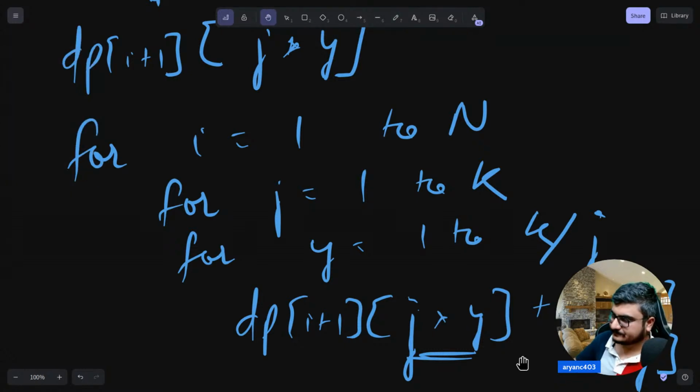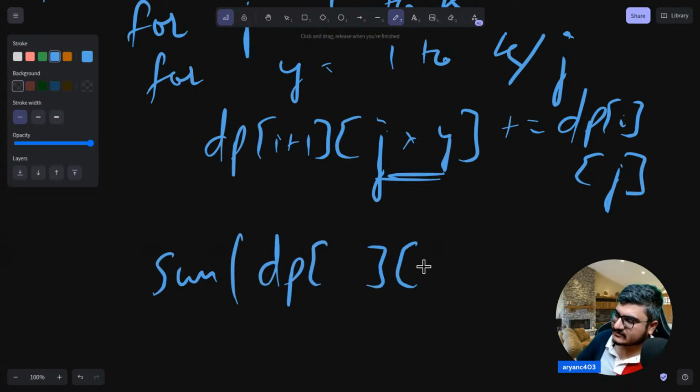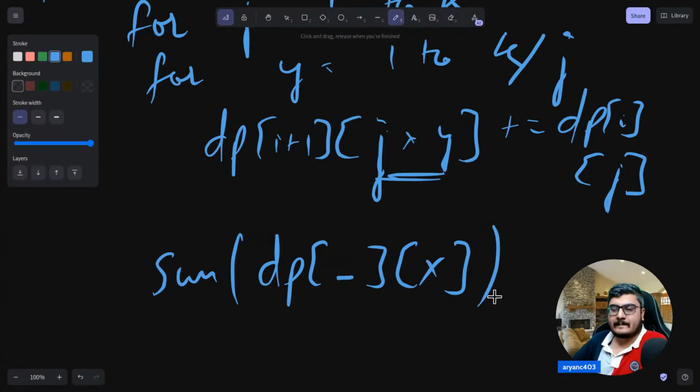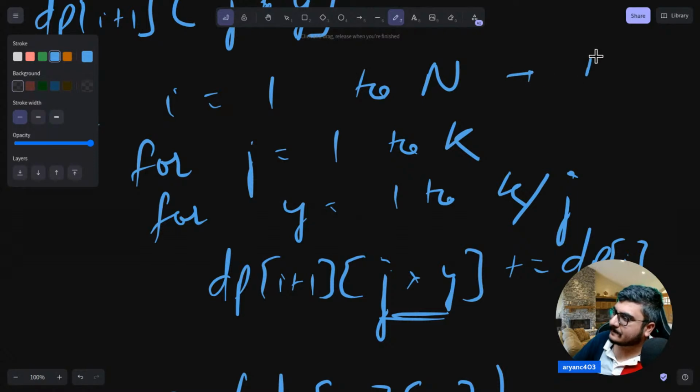And once you have this, the number of elements with product x, you just take the sum of this number, whatever wildcard you have, over this dimensional array. This is the first idea we have. This definitely looks like i is up to n, j is up to k, and y potentially, if j is 1, is up to k. So the time complexity looks like nk square.